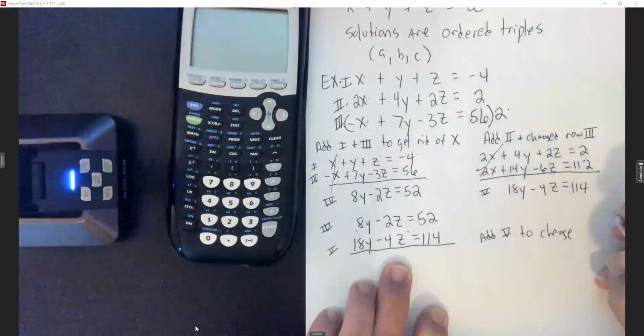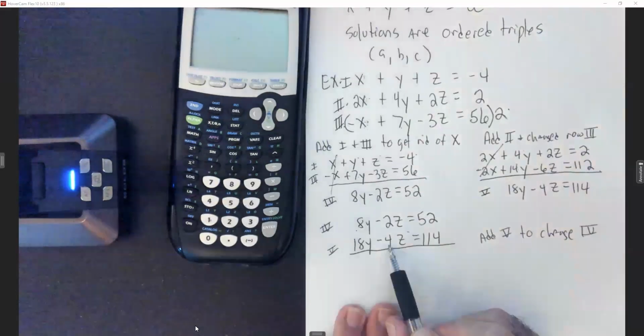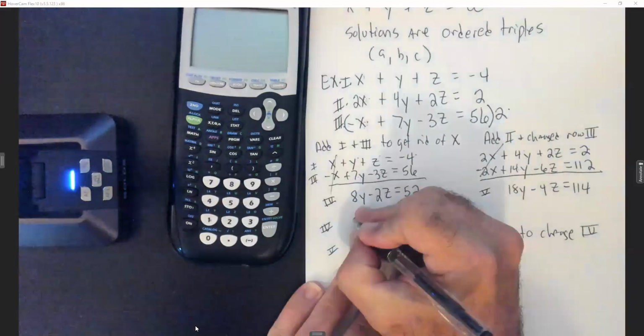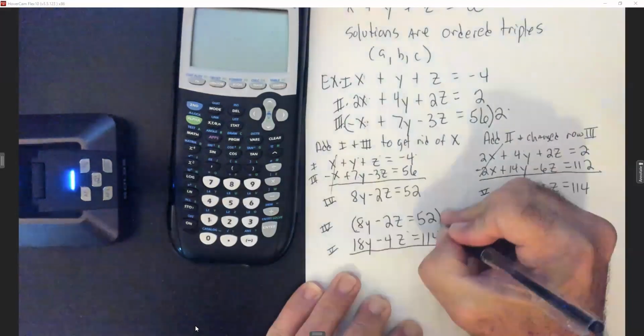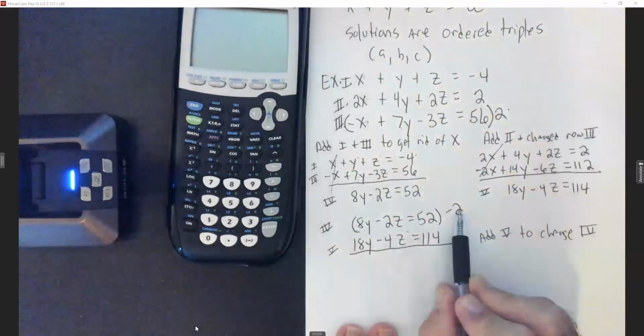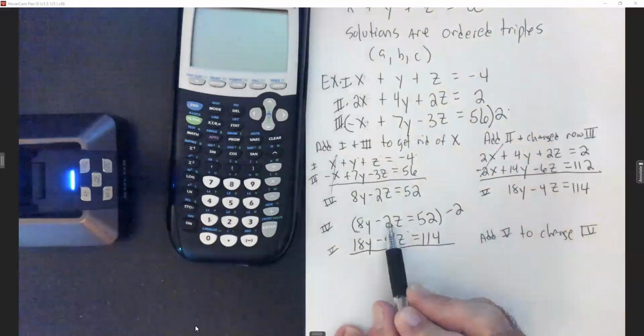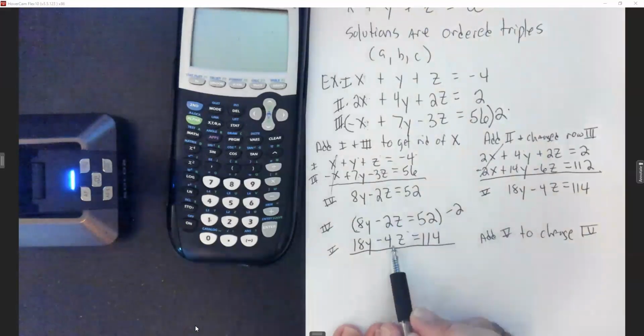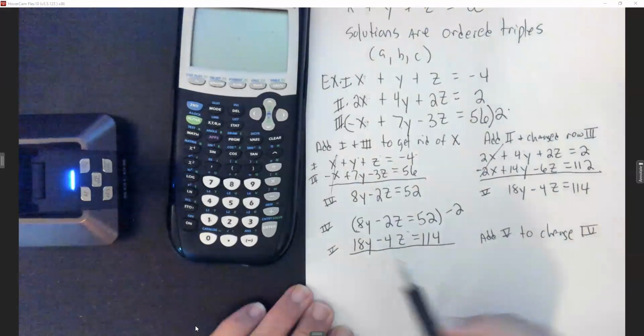Now, since this is -4 and that's -2, I'm going to have to multiply this whole row by a -2. Because that -2 and -2 will make that a +4, and a +4 will cancel with a -4. So let's multiply this whole row by the -2.